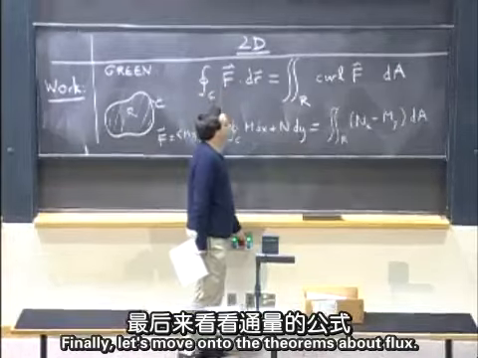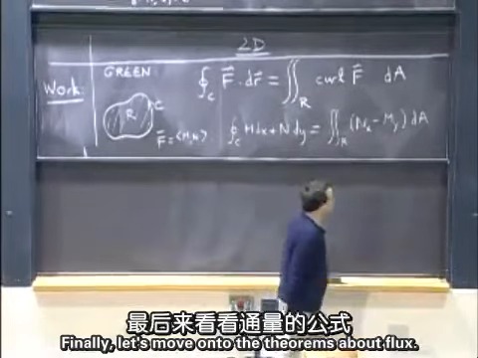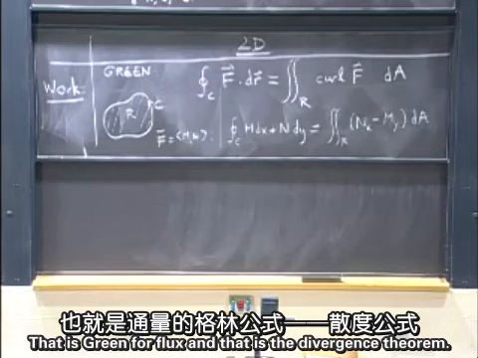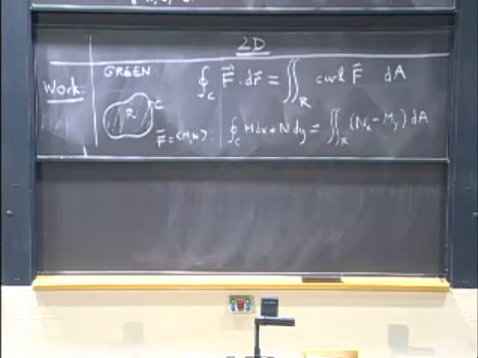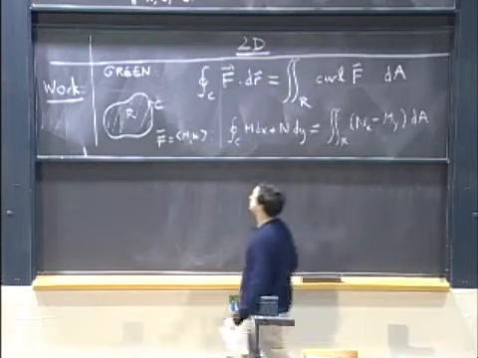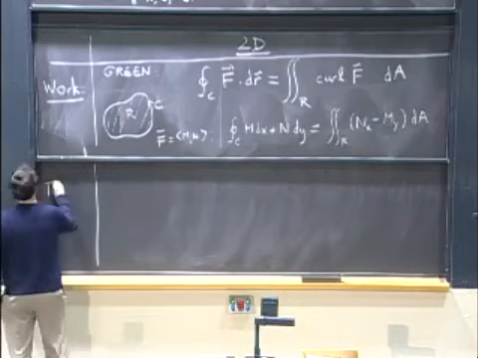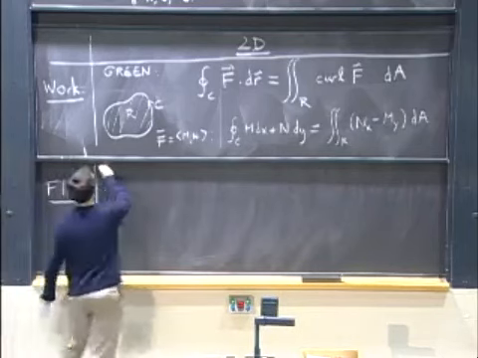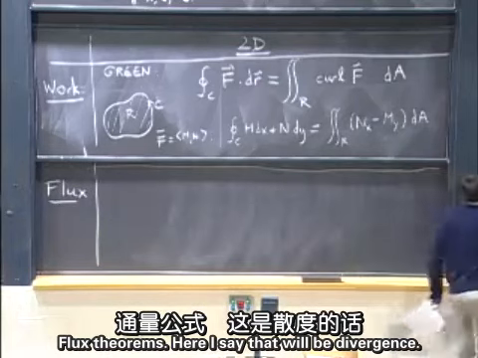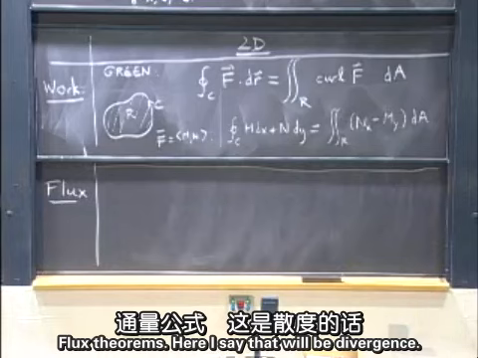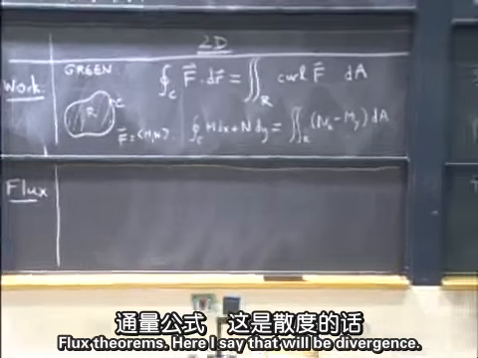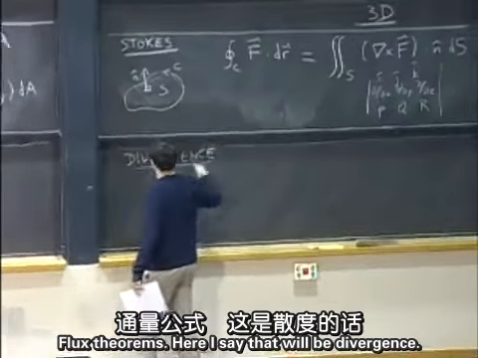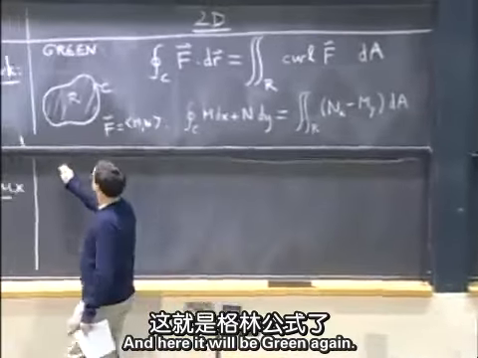Finally, let's move on to the theorems about flux. So that's Green's theorem for flux, and that's the divergence theorem. So the flux theorems. Here that will be divergence. And here that will be Green again.